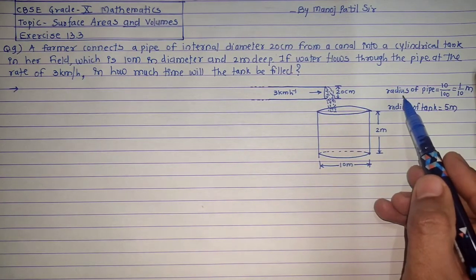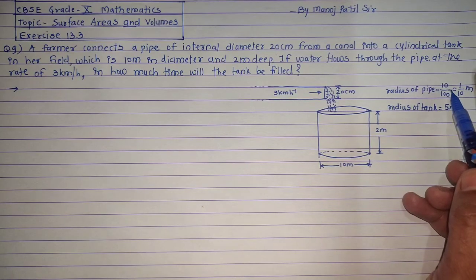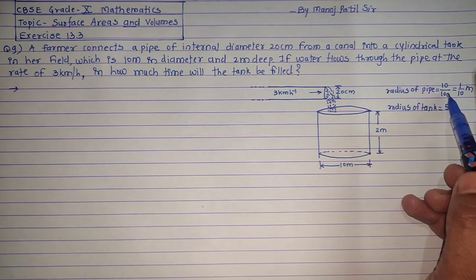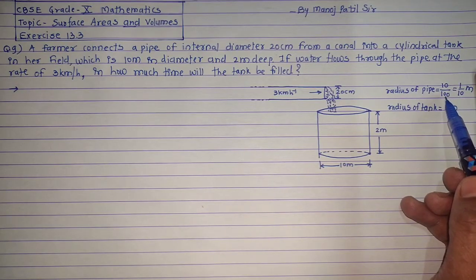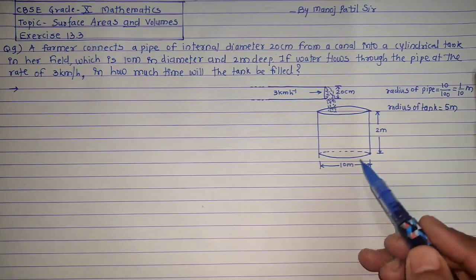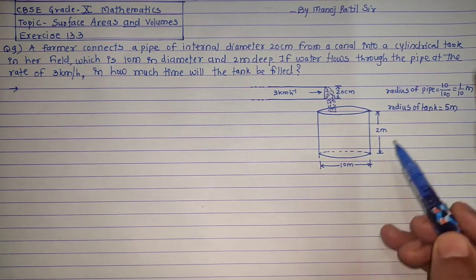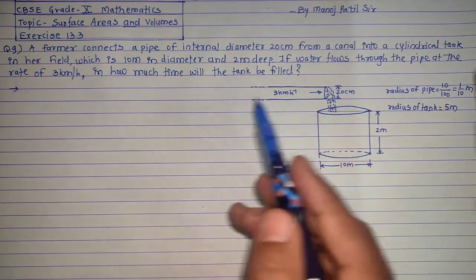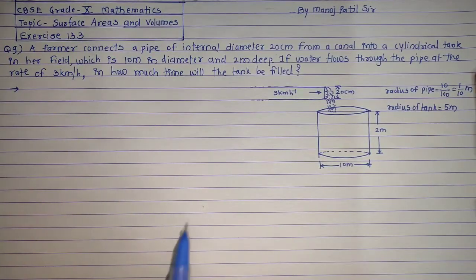So here the diameter of the pipe is given 20 centimeter. So we can find radius of pipe, that is 10 centimeter, and to convert into meter we have to divide it by 100. So it will be 1 upon 10 meter. And radius of tank is 10 meter divided by 2, that is 5 meter. So let us see now how to find the time.